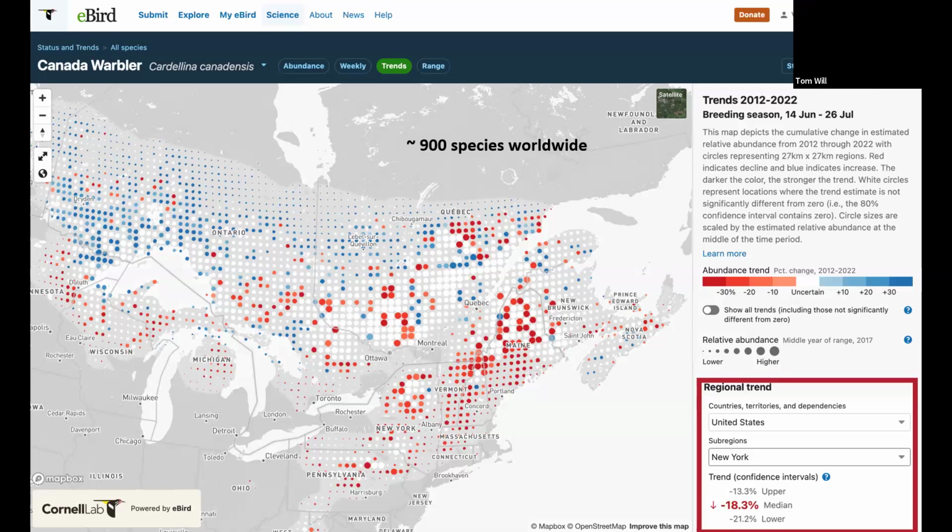But here are trends for Canada Warblers. We have trends for several hundred North American species. And if it doesn't pass our simulations, it's not up on the web, and you don't see it. It's kind of grayed out. We don't have a prediction for it. You can also toggle and include those that are not significantly different from zero.